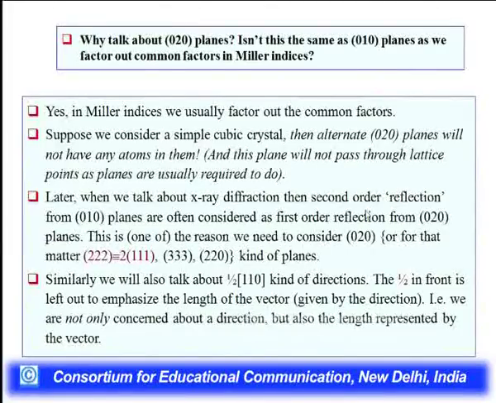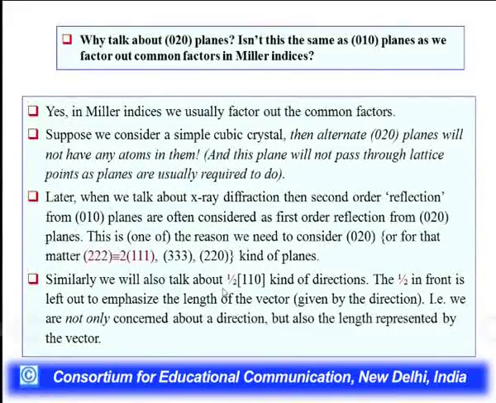Later we talk about X-ray diffraction. Then the second order reflection from 0, 1, 0 planes is often considered as a first order reflection from the 0, 2, 0 planes. This is one of the reasons we need to consider 0, 2, 0. For that matter, 2, 2, 2 is 2 multiplied by 1, 1, 1, and similarly 3, 3, 0 is 3 multiplied by 1, 1, 0, and 2, 2, 0. These are the kind of planes which are parallel to this plane.